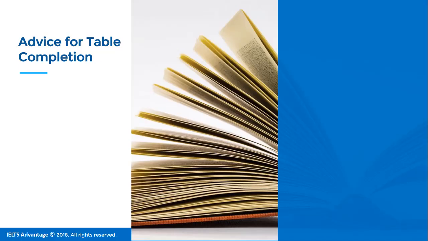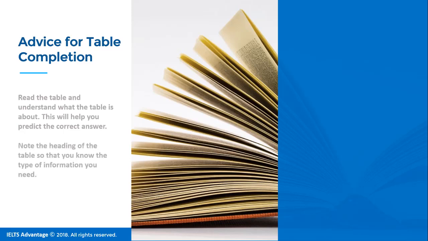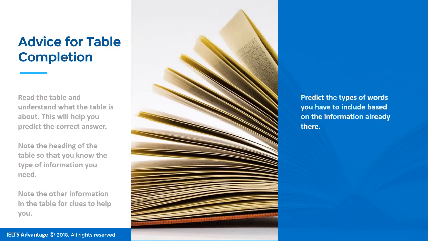So here's some advice for table completion. Read the table and understand what the table is about. This will help you predict the correct answer. Note the heading of the table so that you know the type of information you need. And note the other information in the table for clues to help you. Predict the types of words you have to include based on the information already there. And read the instructions very, very carefully. Finally, do not go over the word limit. And if you follow that advice, you shouldn't have too many problems.